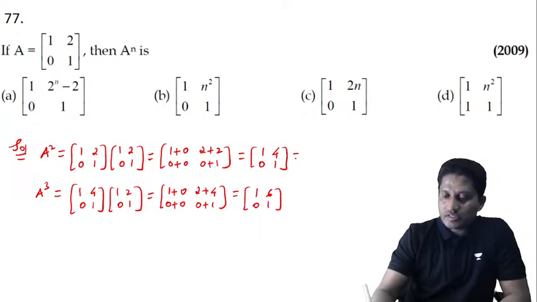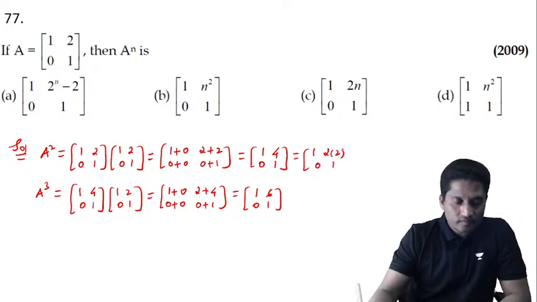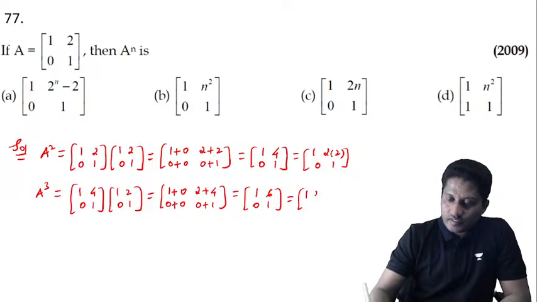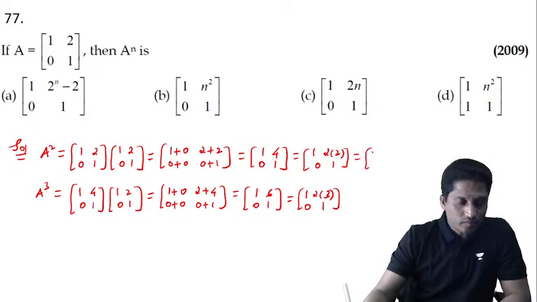Isn't it, guys? So this is equal to 1, 2 into 2, 0, 1. And then this is equal to 1, and 6 can be written as 2 into 3, 0, 1. Yeah, it should be C. This is 1, 2, n.